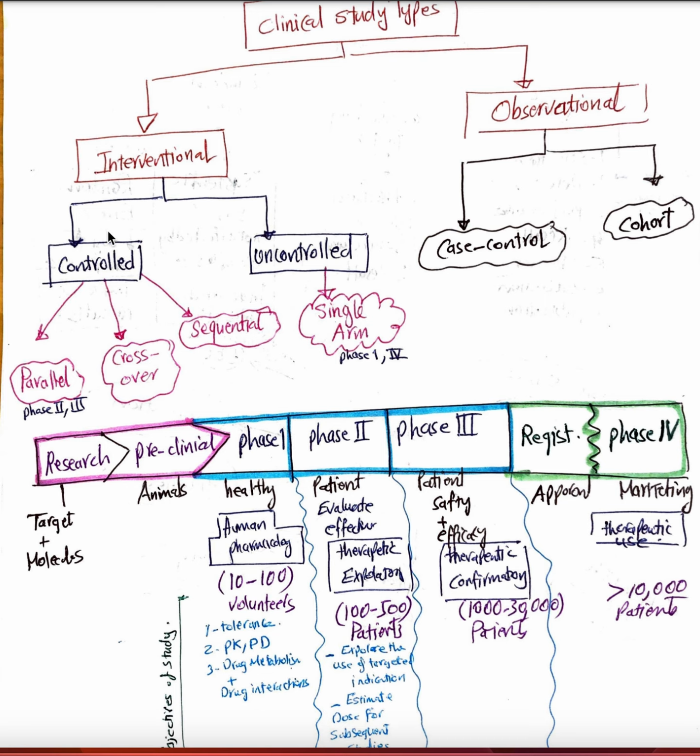So we just finished the interventional. The interventional is subdivided into two groups: controlled and uncontrolled. Uncontrolled is single arm, but the controlled is subdivided into three groups. We can say crossover, sequential, and parallel.